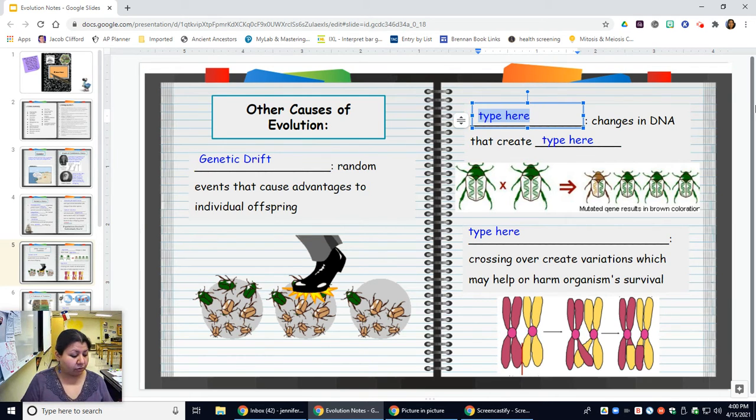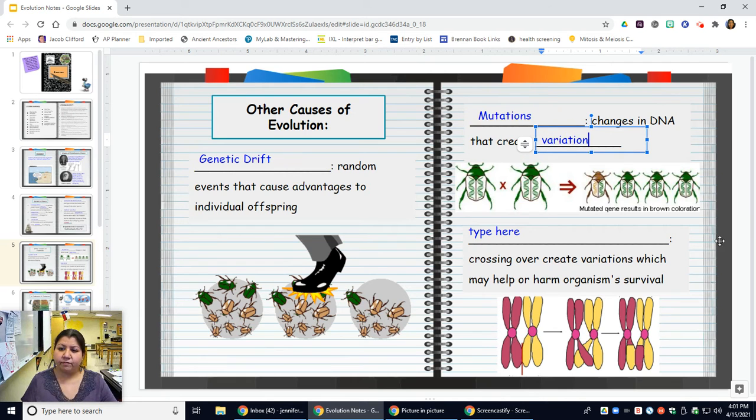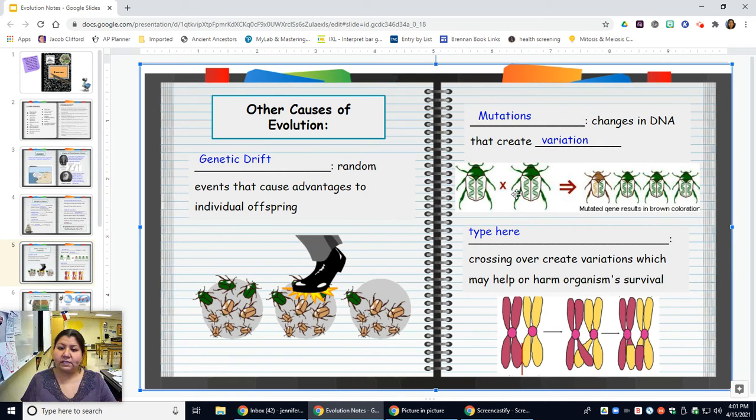So we also have mutations. These are changes in our DNA, and these changes in our DNA are going to create variation. So we can see, if I have 2 green beetles, for whatever reason they have a mutated baby beetle that is brown. If that mutation is favorable, that brown beetle will stick around.